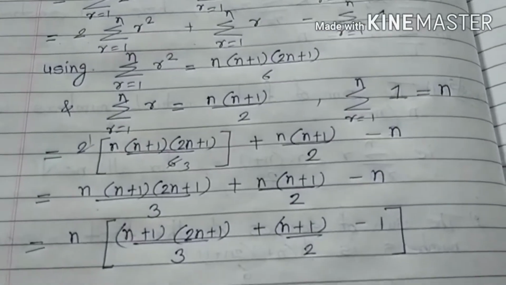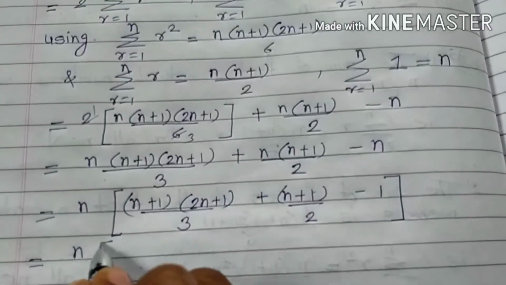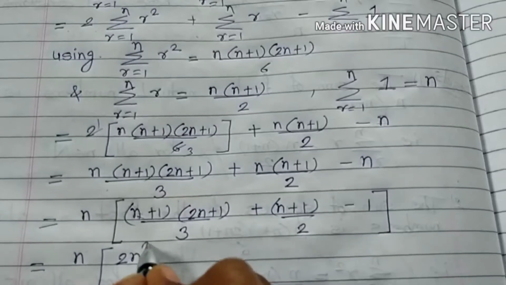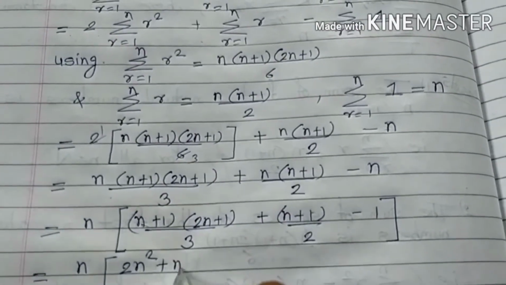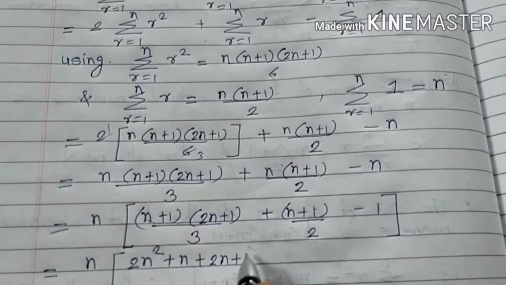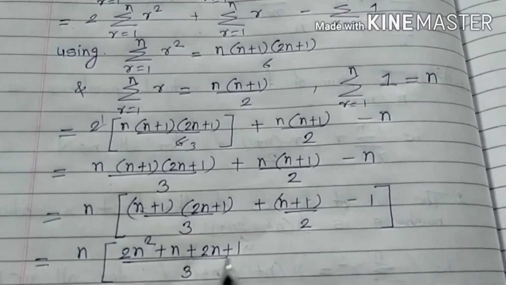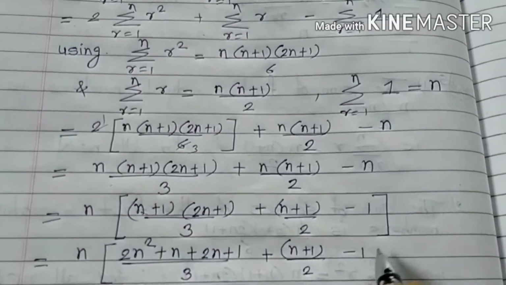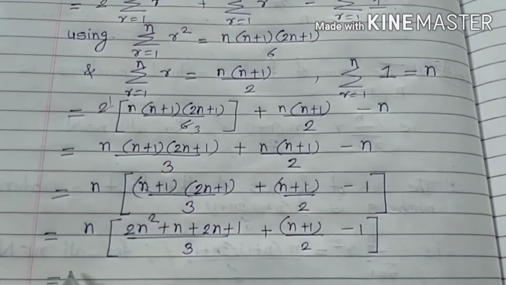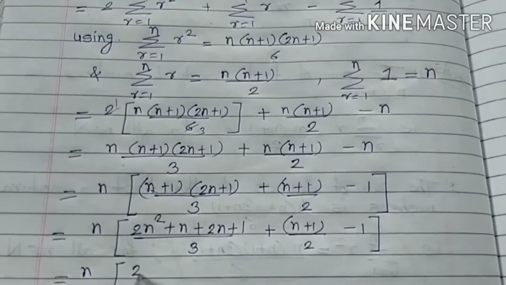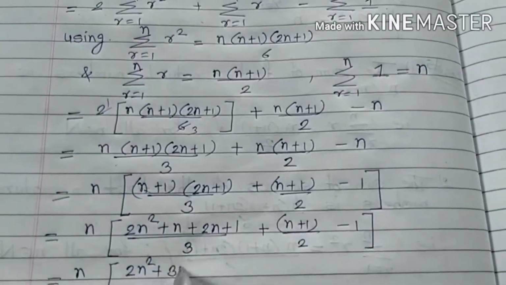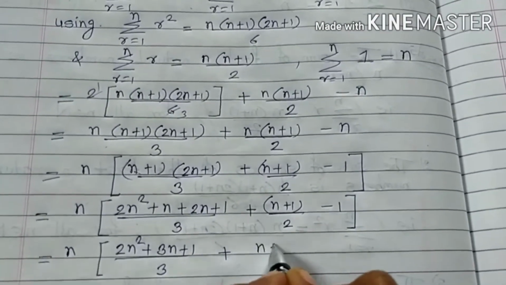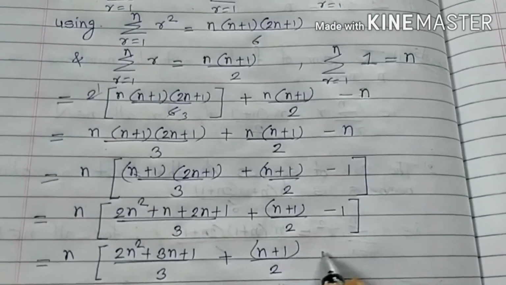Now multiplying, so n times (2n square plus n plus 2n plus 1)/3 plus (n plus 1)/2 minus 1. Now next n, so it is (2n square plus 3n plus 1)/3 plus (n plus 1)/2 minus 1.